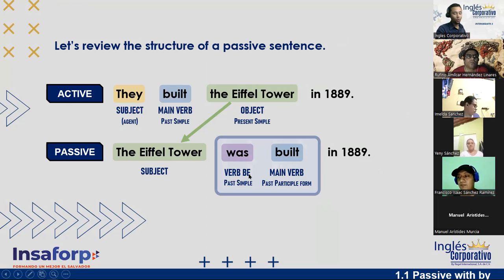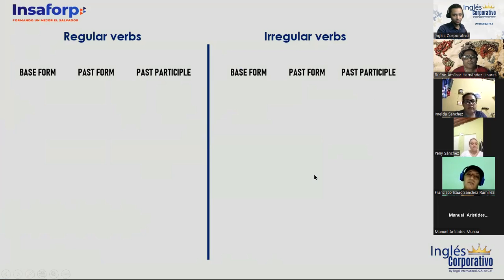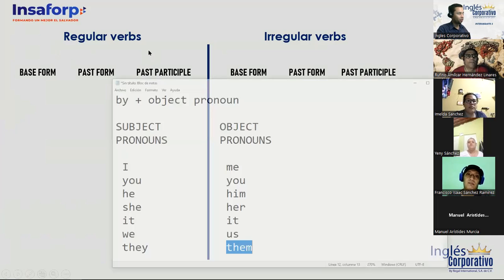You need the verb be, and then you need the main verb in past participle. So let's talk about past participles. Okay, you know there are regular verbs and there are irregular verbs.